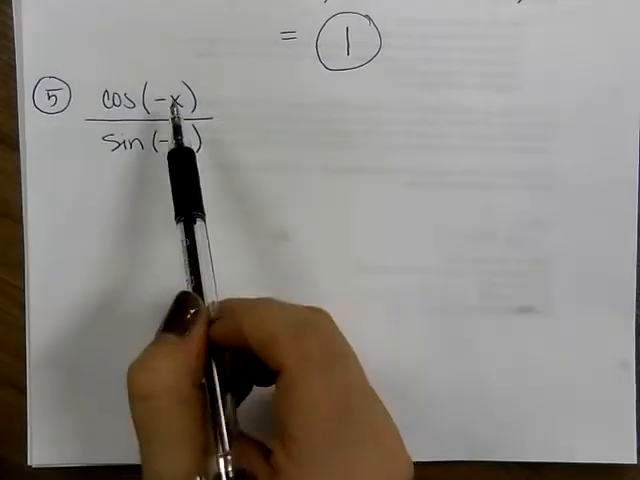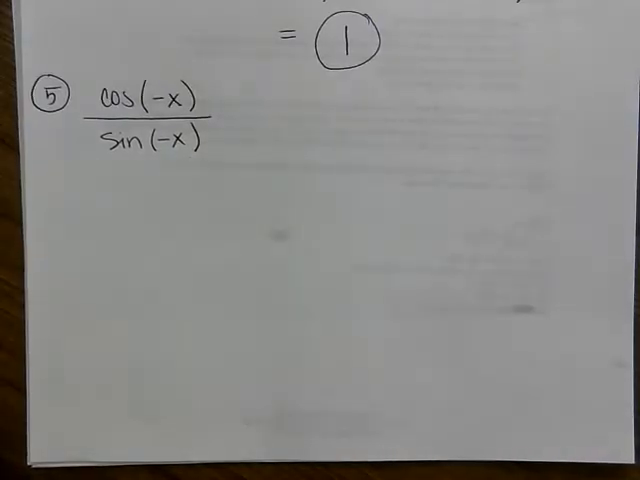The problem is I have these negative x's. Does anybody see anything on the formula sheet where you might see a negative x? So you might have to apply something. Alyssa? Yes, the even and odd idea. Okay? Which functions are even? Cosine and secant. And what does it mean for them to be even?